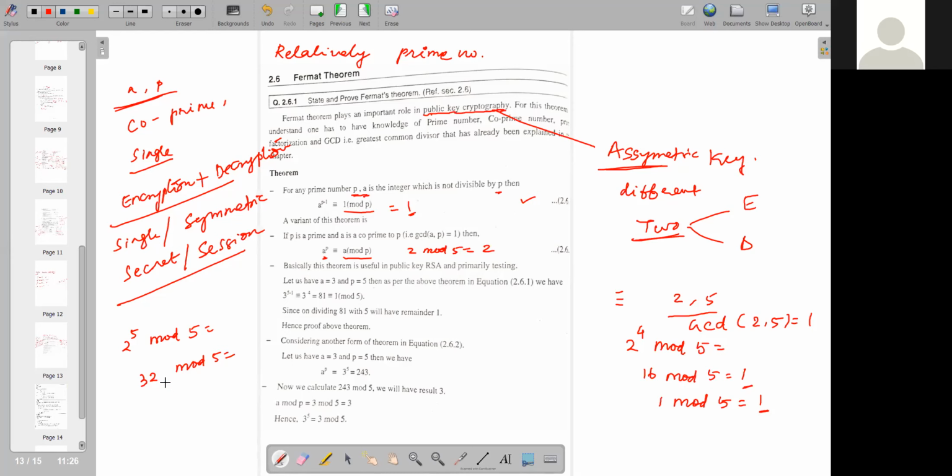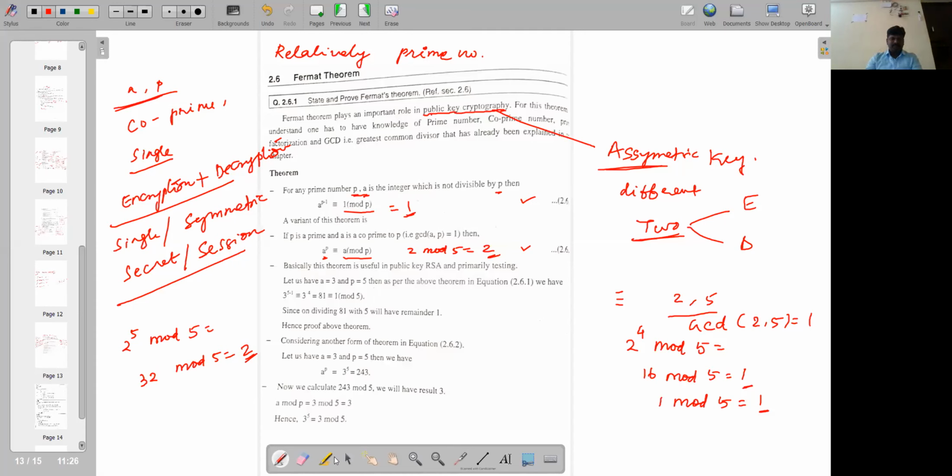Correct. Okay. So 32 mod 5, I'll get 2, which is equal to 2 mod 5, so the value is equal to 2. With the help of this Fermat theorem, we'll understand that if the two selected numbers are co-prime, you can always keep in mind that a power p minus 1 will give the remainder value 1, and a power p will always give the same remainder, which is a mod p, which is equal to a.